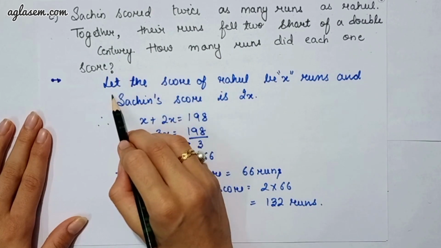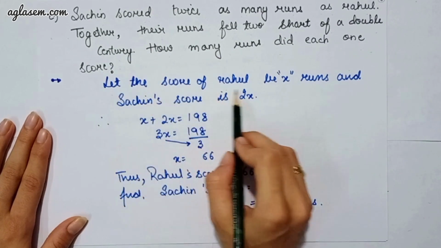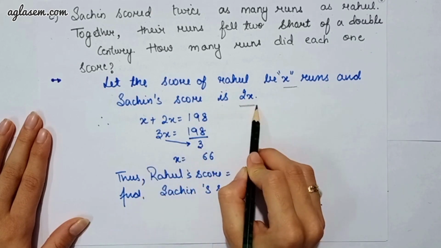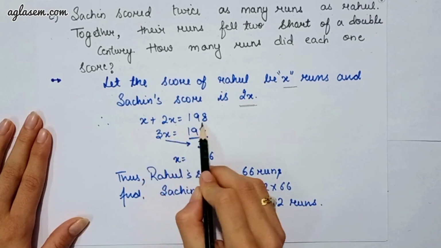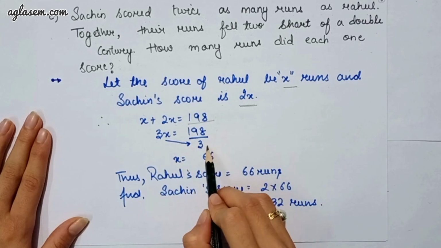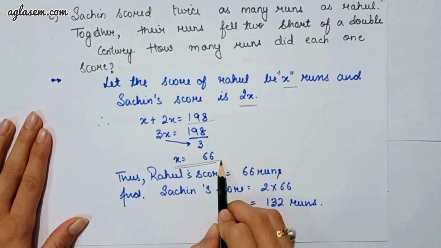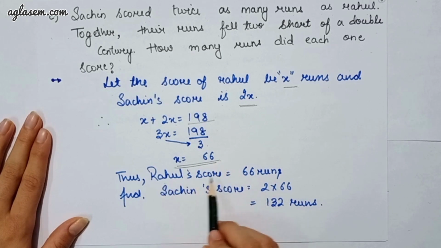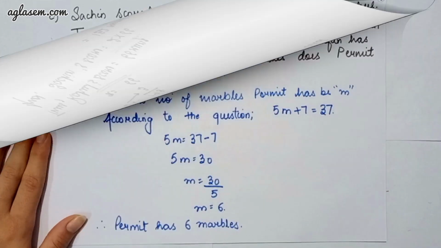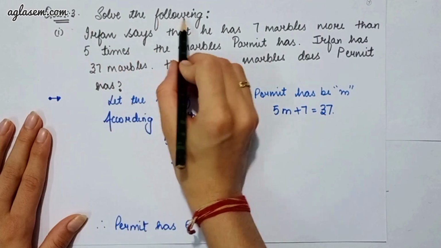So the answer is, first of all we have to let the score of Rahul be x runs and Sachin's score is 2x. Therefore, x plus 2x is equal to 198. So x is equal to 198 upon 3, which will give you x as 66. So Rahul's score is 66 and Sachin's score is 2 into x, that is 2 into 66, which will give you 132 runs.